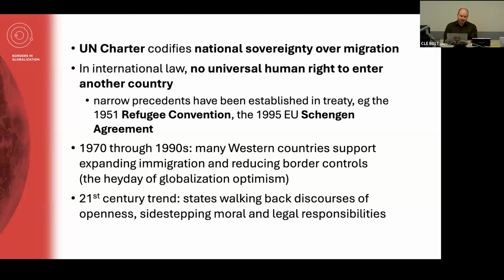need. In the 21st century, trends have been a little bit going the other direction, at least politically. States have been walking back discourses of openness, and they've been somewhat sidestepping moral and legal responsibilities, particularly under the Refugee Convention. We'll look at some examples of this later on.